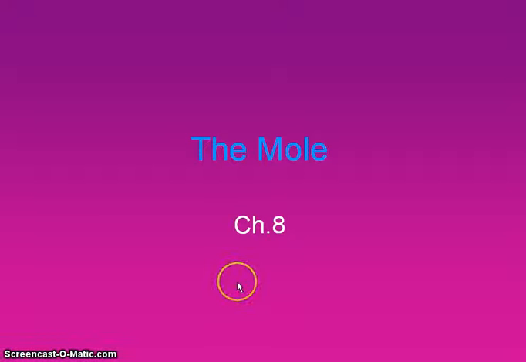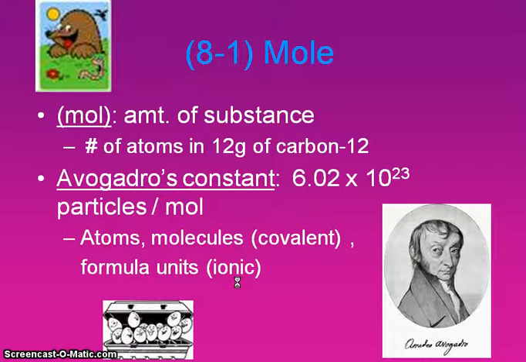Chapter 8 begins the mole. Chapter 8, Section 1 tells us that a mole, which is abbreviated mol, refers to the amount of substance. The mole is based off of carbon-12. That is how many atoms are going to be in 12 grams of carbon-12. That was the standard that was chosen off of the periodic table to base the mole off of.